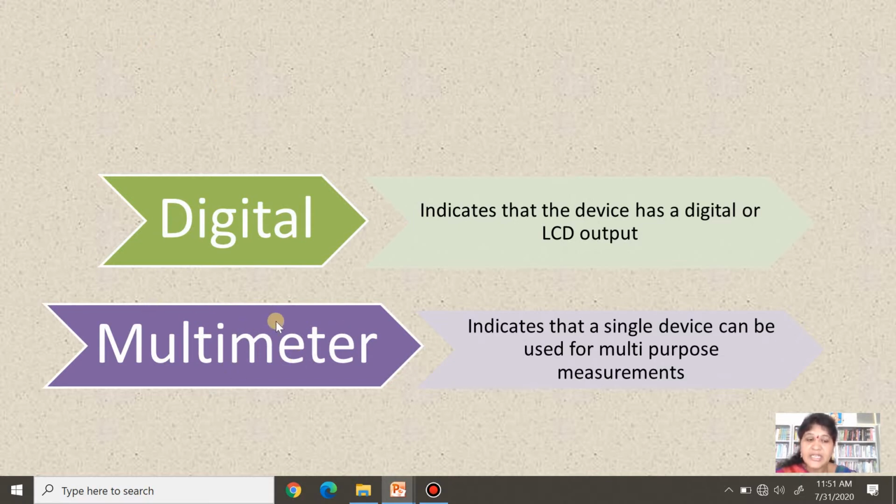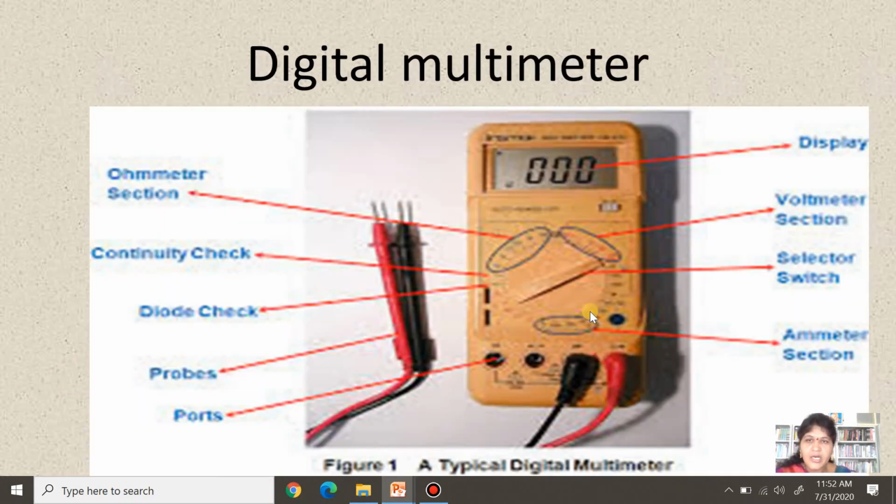It means that it is an instrument which is going to measure various parameters, one or more parameters it can measure, and it is going to give us the value of that parameter in the form of digital output on the LCD screen. Now if you want to see how the digital multimeter looks like, then let's see the picture of the digital multimeter.